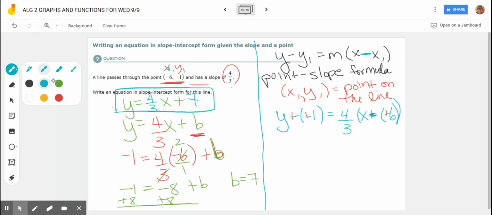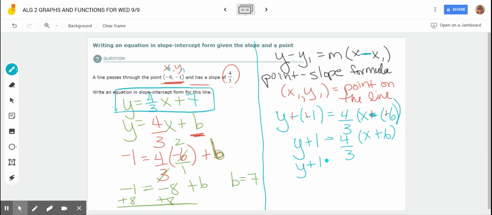So we can rewrite that as y plus 1 equals 4/3 times x plus 6. Okay, now we're going to distribute. y plus 1 equals 4/3 x plus multiply 4/3 times 6/1. 3 goes into 6 twice, and you get 8. Subtract 1 from both sides, and you're going to get y is equal to 4/3 x plus 7.